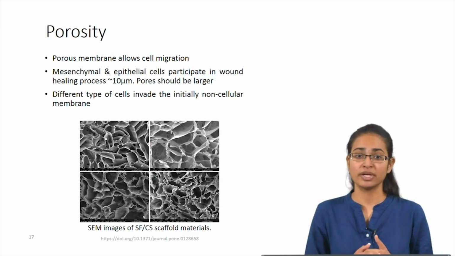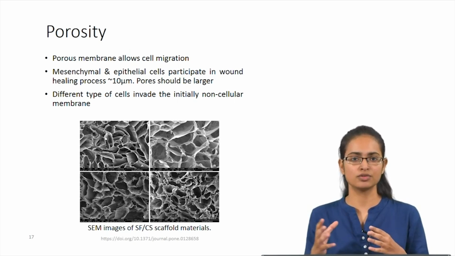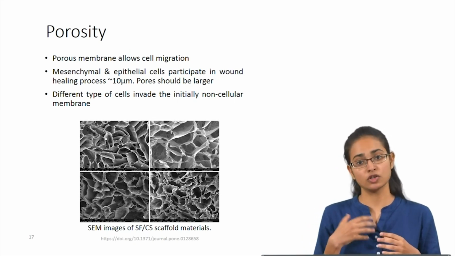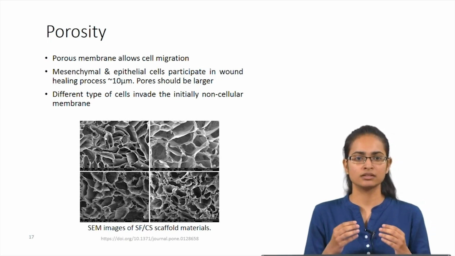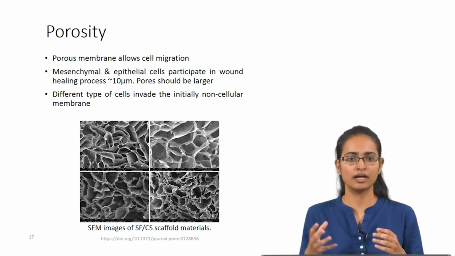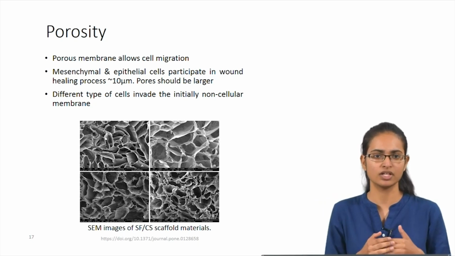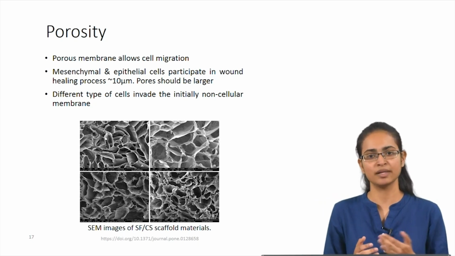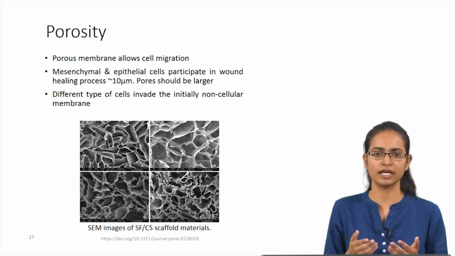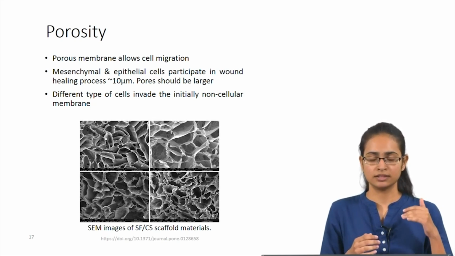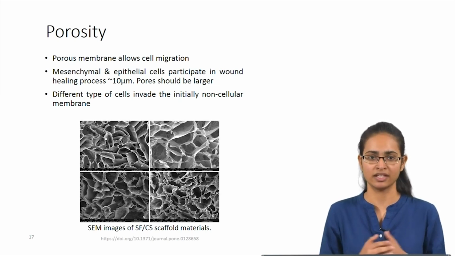The next aspect is porosity. Porosity is crucial to allow cellular migration into the graft and also important for the exchange of gases and nutrients. Porosity is also important to allow the cells that participate in wound healing process to migrate into the graft, majorly being mesenchymal and epithelial cells. These cells have a size of approximately 10 micrometers. So, the pore size of the membranes should be larger than this to allow cellular migration.